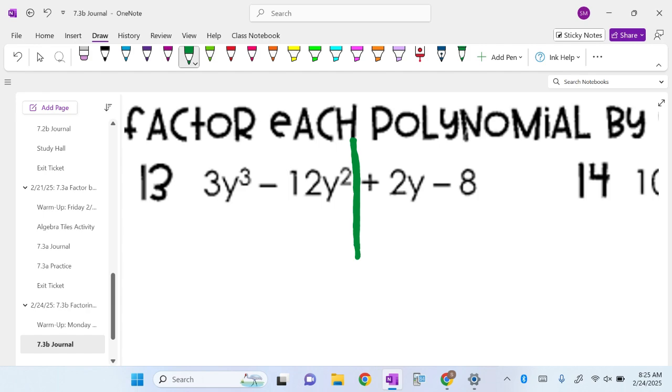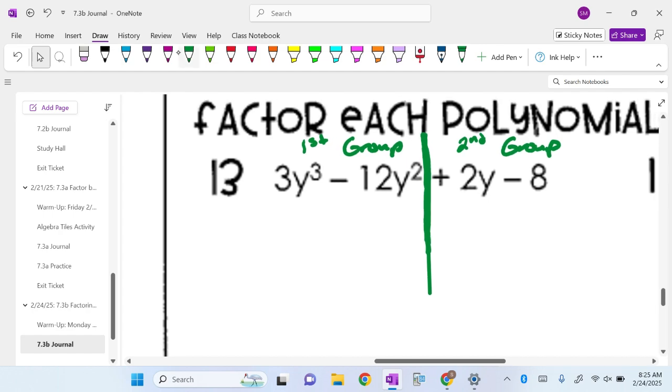So the left side is my first group. So this is my first group. And the right side is my second group. Now, since we drew that line between them, they are now separated from each other. All right. So now we're going to find the GCFs of both individual groups.